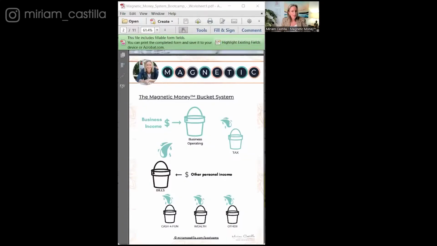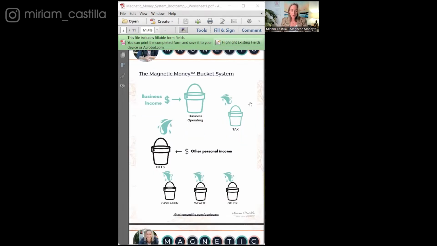Okay, so let me go to screen share. There you have it. This is the Magnetic Money Bucket System. So a bucket denotes the purpose of the money flowing through it. And a bucket isn't necessarily just one bank account. You can have multiple bank accounts that are part of one bucket, but it shows you the way your money should be flowing. And so this is, coming back to every dollar needs a job to do.